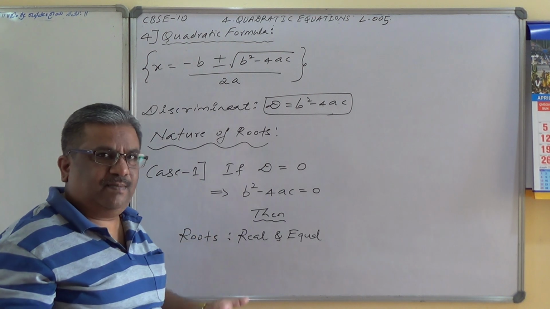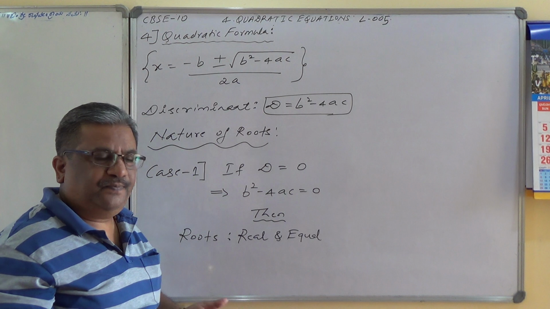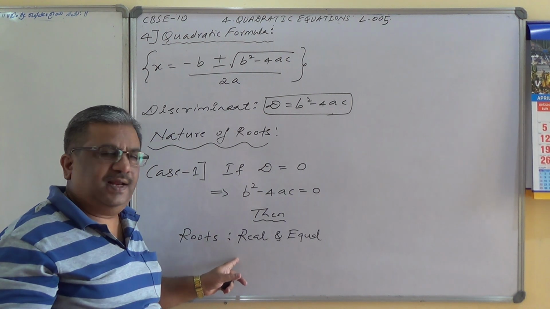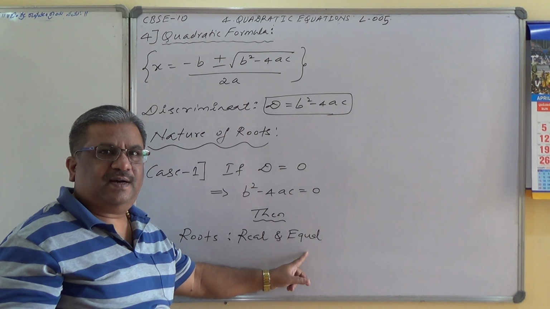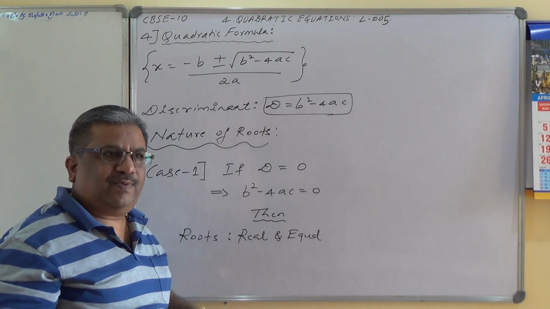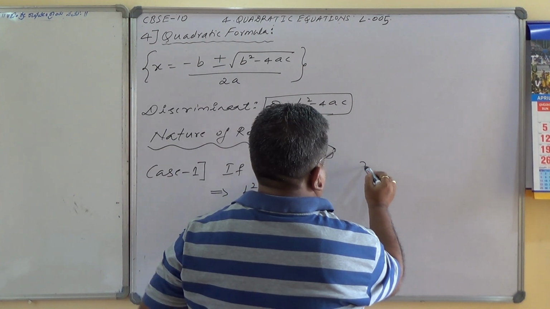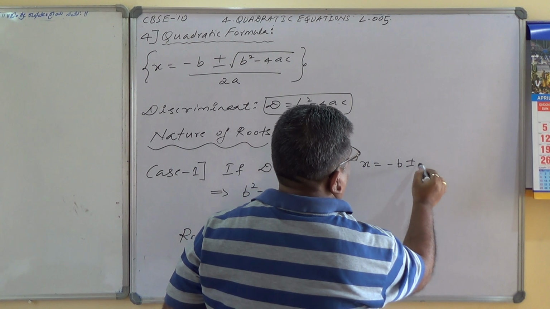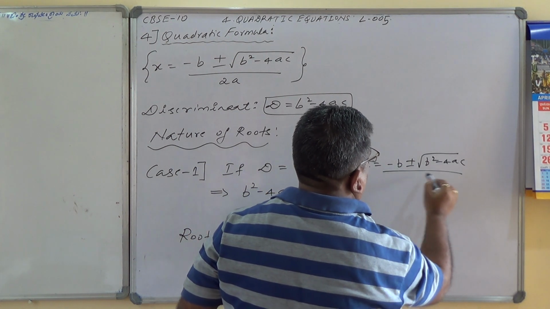What type of roots exist? x will have real numbers because our objective is to solve for x. So x will have real numbers and also both the values of x are the same here. That is called real and equal. So what are these values? Here I will just work out. See here, x equals minus b plus or minus under root of b square minus 4ac, the whole divided by 2a.